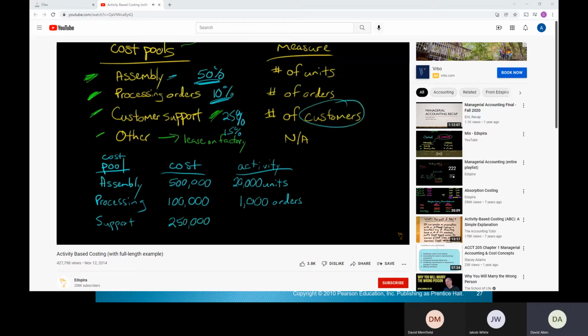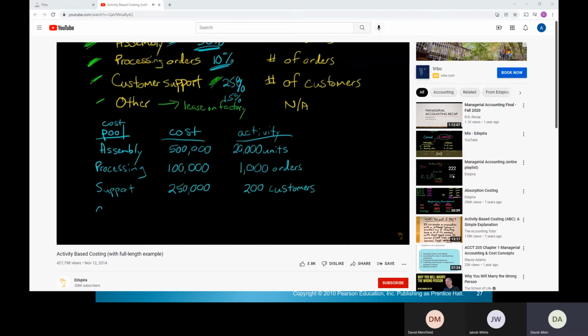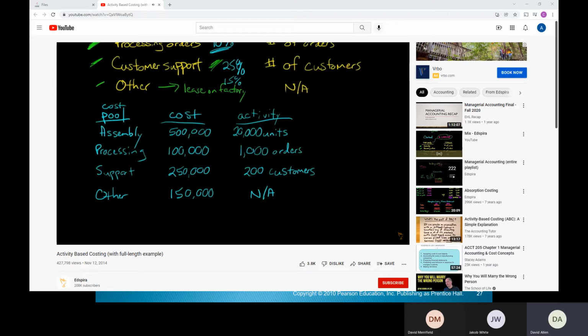Now we add the number of customers, which was our measure for support. So let's say we're expecting to have 200 customers. And then in our other category, that's just 15% of that million. Let me scroll down a bit. So other is going to be 150,000. And here we don't have an activity because we're not measuring it. We actually don't want to consider it.